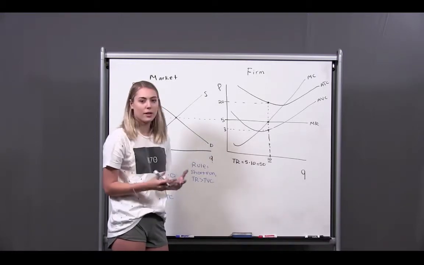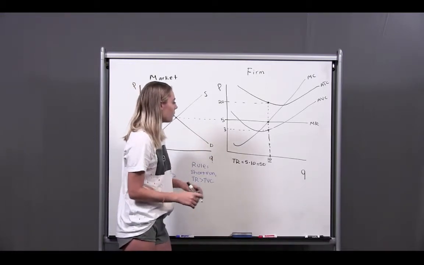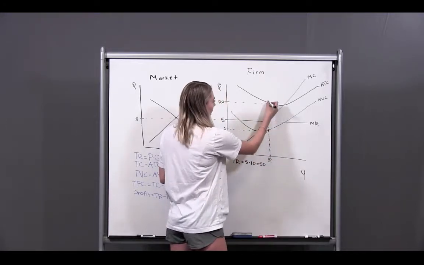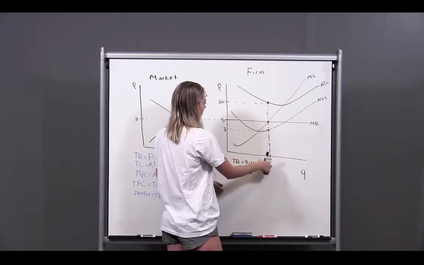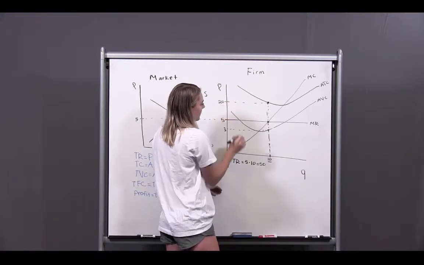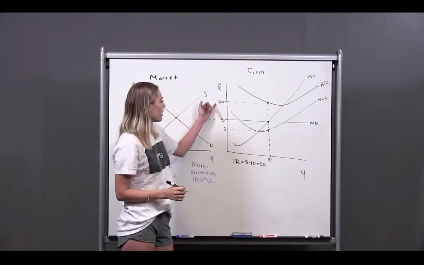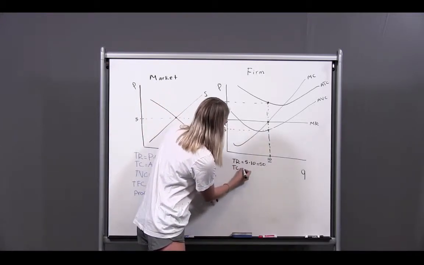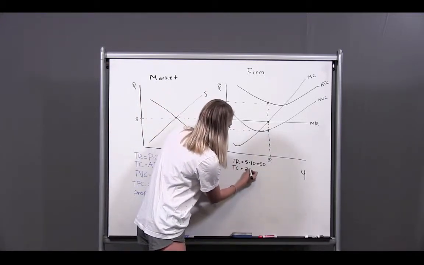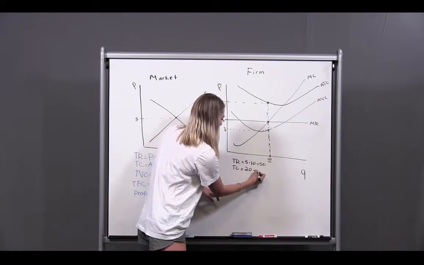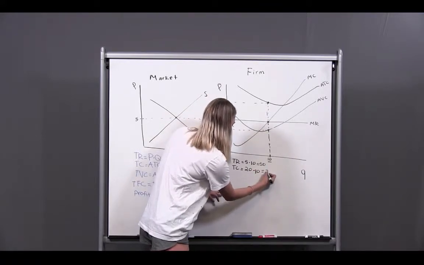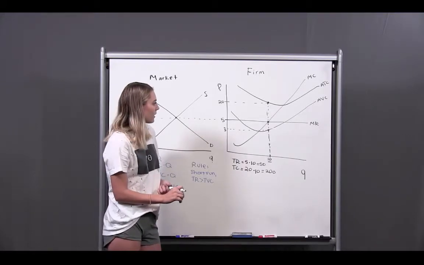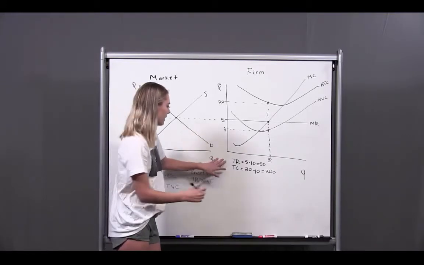And now we can look at what their loss is going to be. So we do the same thing as we did before. We look at the quantity 10, go up, and find the average total cost of this quantity, which is 20. So that tells us on average it costs them $20 per unit. So we can find our total cost by multiplying the average total cost by the quantity. And that gives us a total cost of $200.